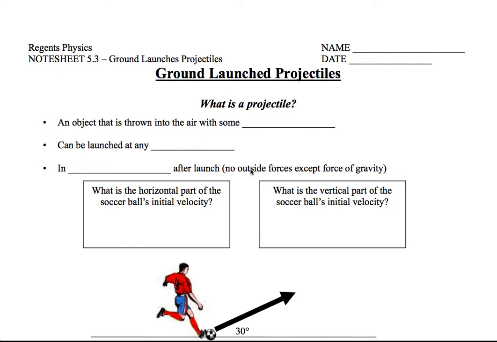Okay, so welcome. Today we are going to be talking about ground launch projectiles. So first of all, let's define again what a projectile is. A projectile is an object that is thrown into the air with some initial velocity. And the key to this is that it could be launched at any angle.